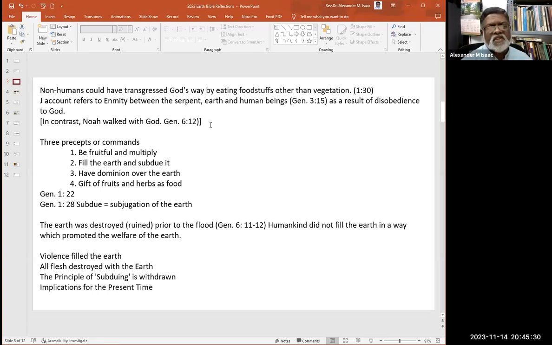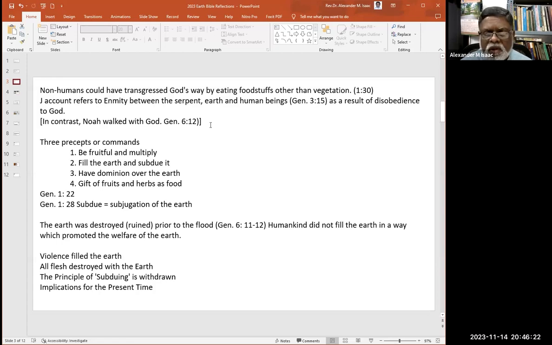We can see three precepts or commands made by God in the Genesis narrative, that is Genesis 1:28 to 30. First one is be fruitful and multiply. Human beings are given the mandate to be fruitful and multiply. And second one is to fill the earth and subdue it. This is problematic, actually. Subdue actually means subjugation of the earth. And this demand or precept or command made the Judeo-Christian tradition bear a burden of guilt.